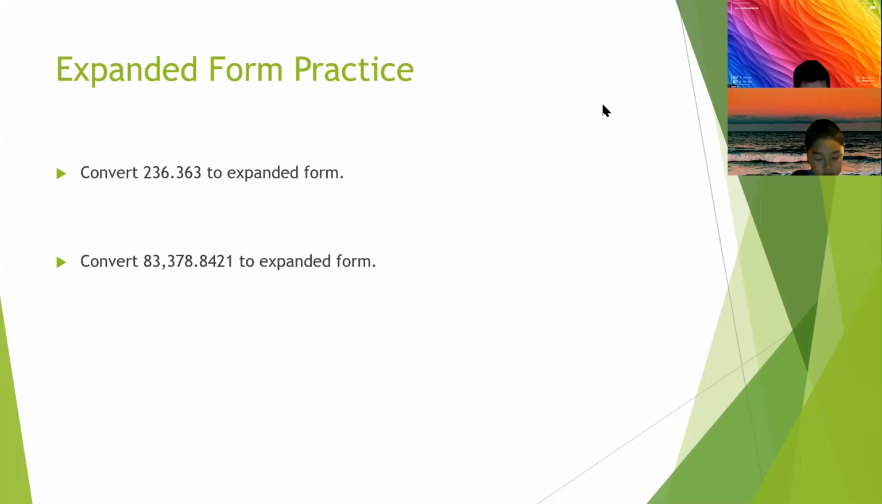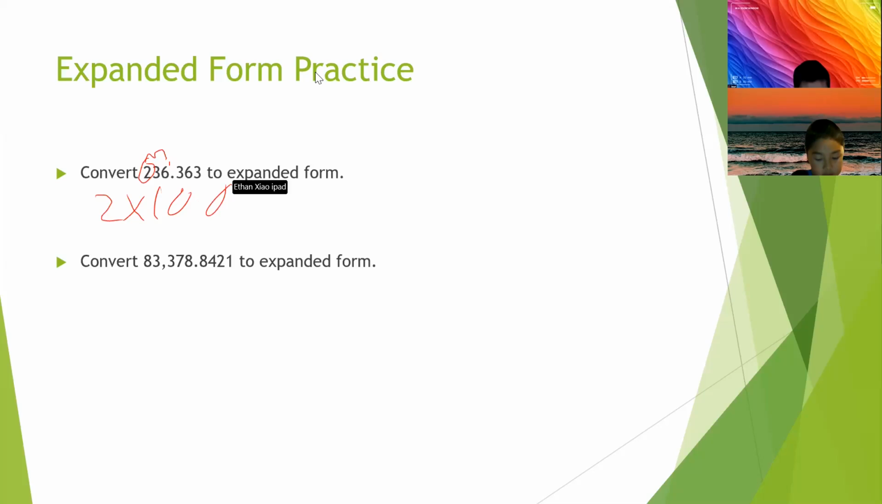A lot of you are done with the first question, so I'm going to do that first, and I'll give you some more time to do the second one. So convert 236.363 to expanded form. First, we're going to look at the value of the digit on the left, which is 2. So I'm going to circle it. Since it's 2 spaces away from the 6, which is the ones digit, that means it is the hundreds digit. So I'm going to write it as 2 times 100.